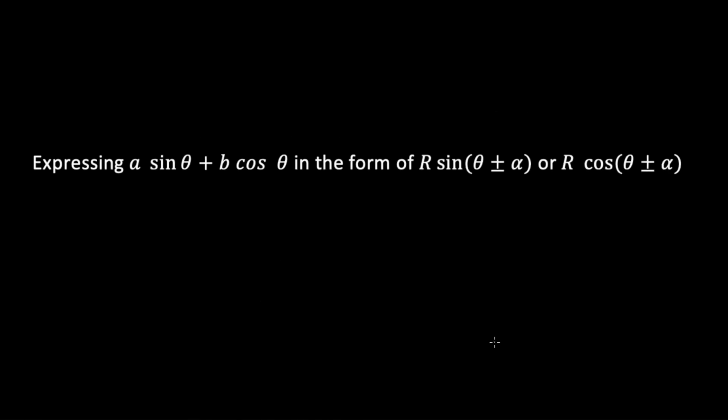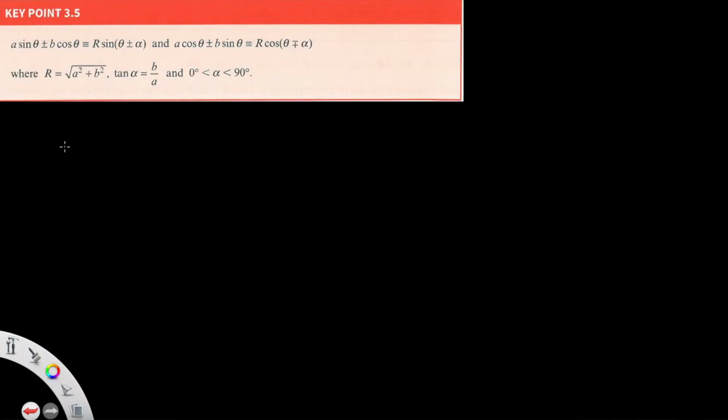Dear students, welcome to the video expressing a sine of theta plus b cosine of theta in the form of r sine of theta plus minus alpha or r cosine of theta plus minus alpha. In this section of this chapter, we are going to learn how to solve equations of the form a sine of theta plus or minus b cosine of theta is equal to a constant like c.